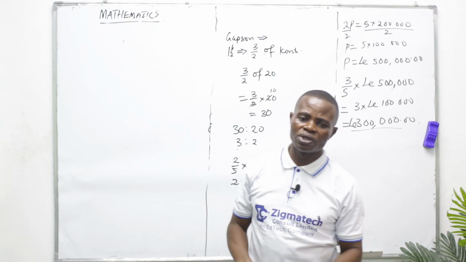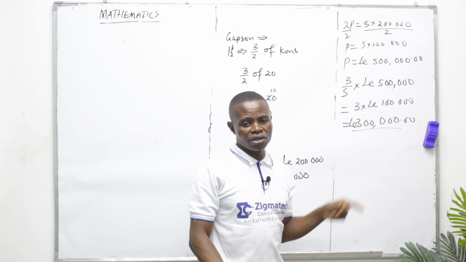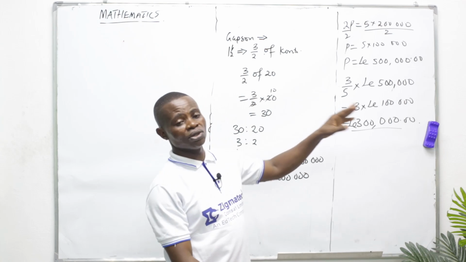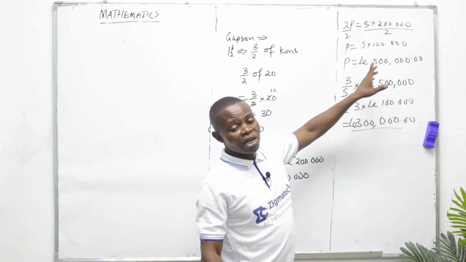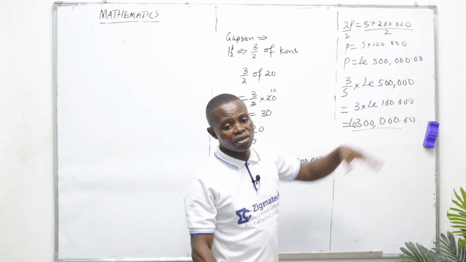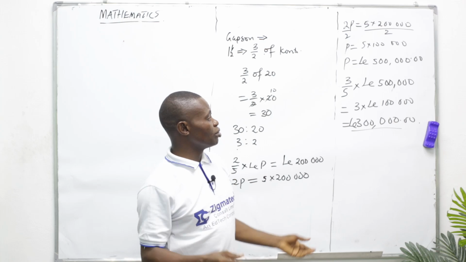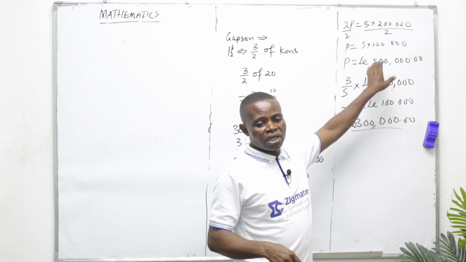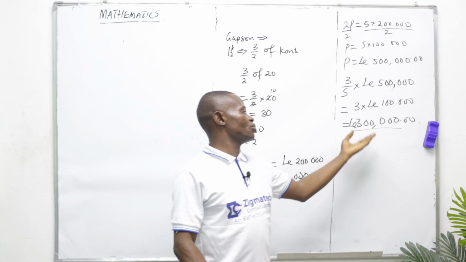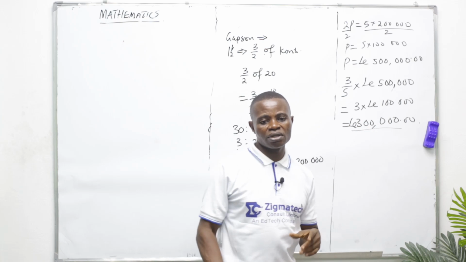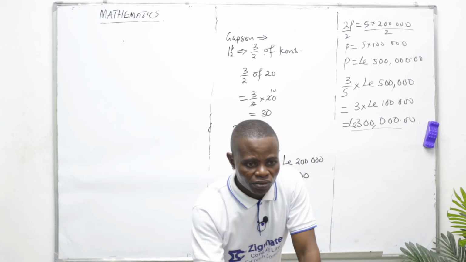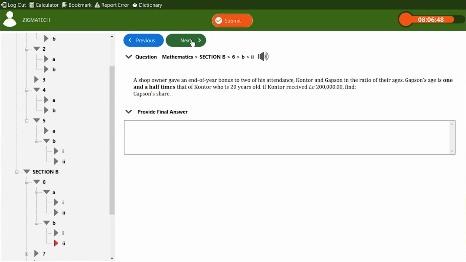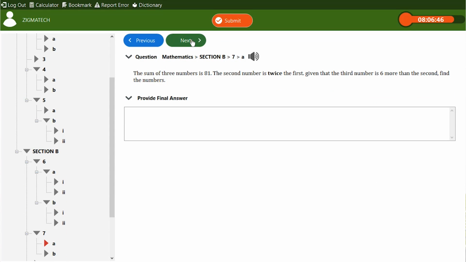Contour received 200,000 initially, isn't it? And if the total amount of money shared by them is 500,000, just to remove Contour's own from the total amount, that is 500,000 minus 200,000, it will still give what? 300,000. So that is the solution for that question. That is the solution to question number 6, or number 7.